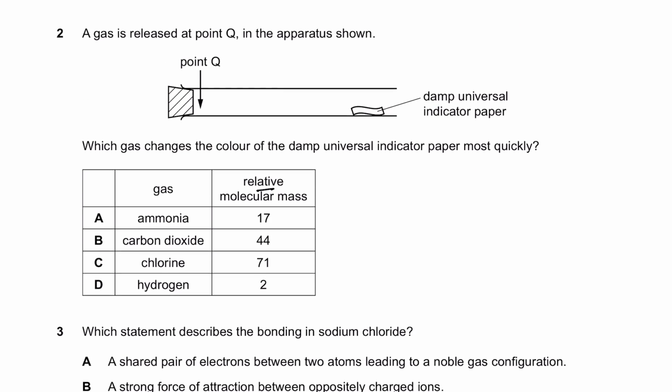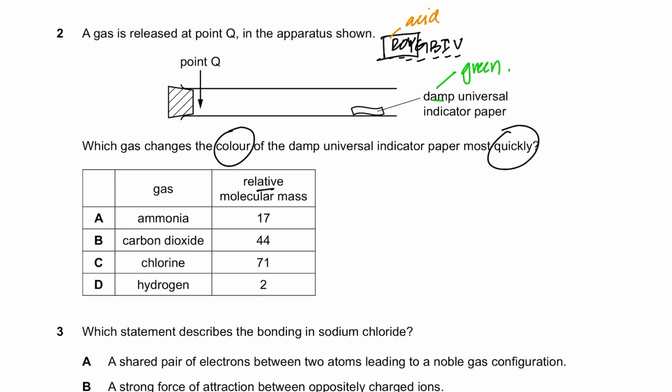Okay? Question 2 says, a gas is released at point Q in the apparatus shown. Which gas changes the color of the damp universal indicator paper most quickly? So you have to change the color, that's one thing, and you have to change it the most quickly. Damp universal indicator paper is green in color, because damp means you've added water to it, and water is neutral, that's why it's going to be green. The colors of universal indicator are ROYGBIV, which stands for red, orange, yellow, green, blue, indigo, violet. Red, orange, yellow are for acidic solutions, and blue, indigo, violet are for basic solutions. And green is for a neutral like H2O or hydrogen.